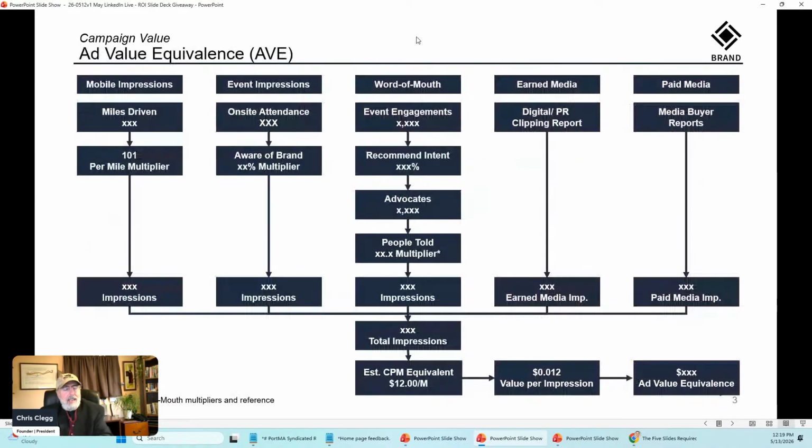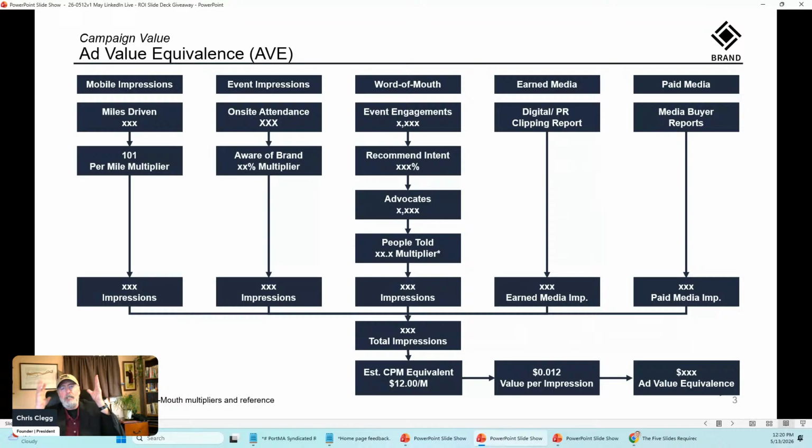Now, once you have that, you want to look at the ad value equivalency of the impressions you generated. And that's how we put a dollar value to your impressions, is we look to see what's called an AVE, or, if I was to buy these impressions through another source, what would it have cost me to purchase that?